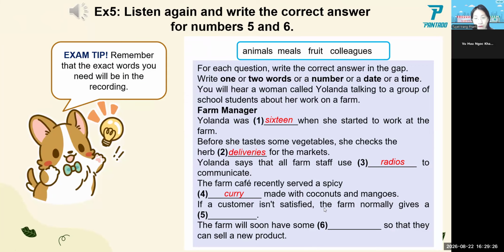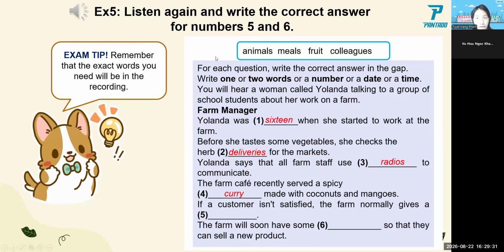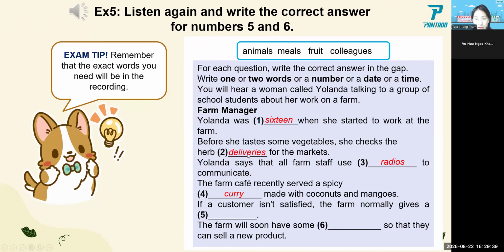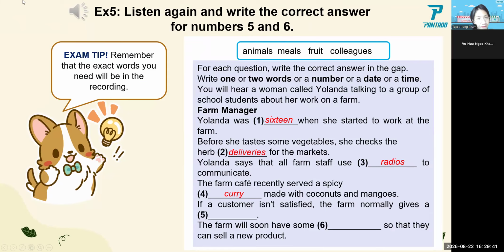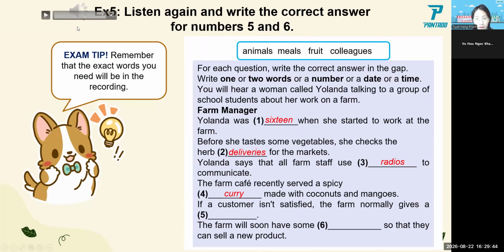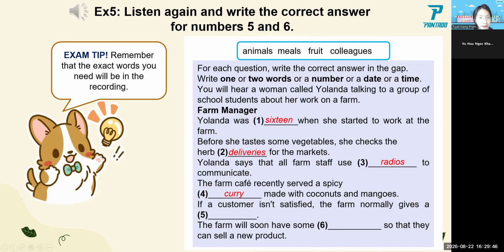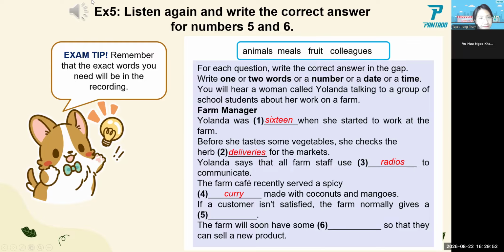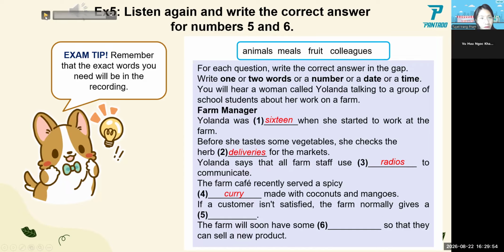Now, so you have listen again and write the correct answer for number 5 and 6, please. Okay, we listen and we check for number 2 and number 4, as well as we do for number 5 and number 6. Remember the exact words. You need to be in the recording. Pupils, again. Book.